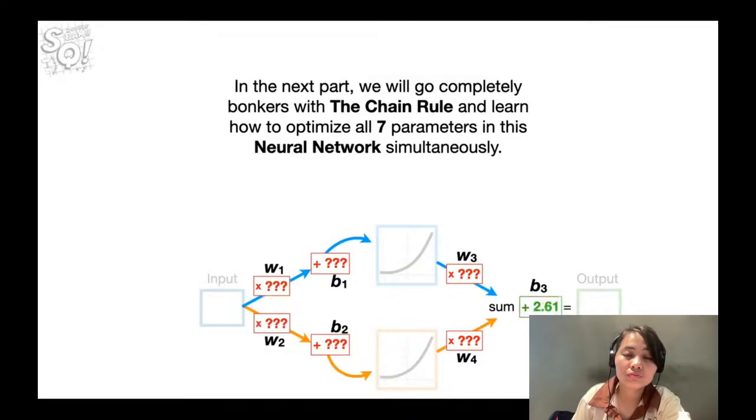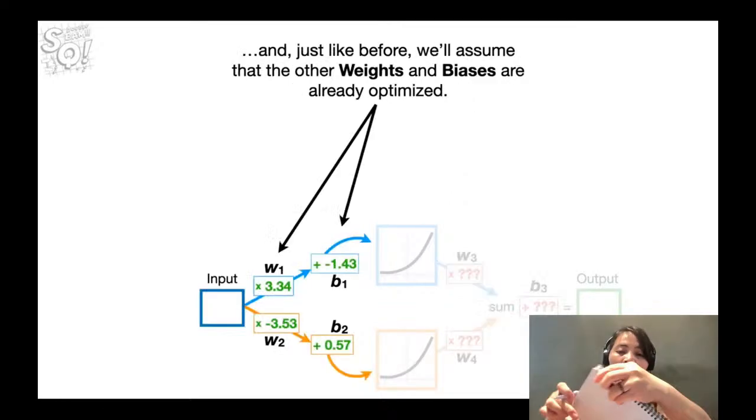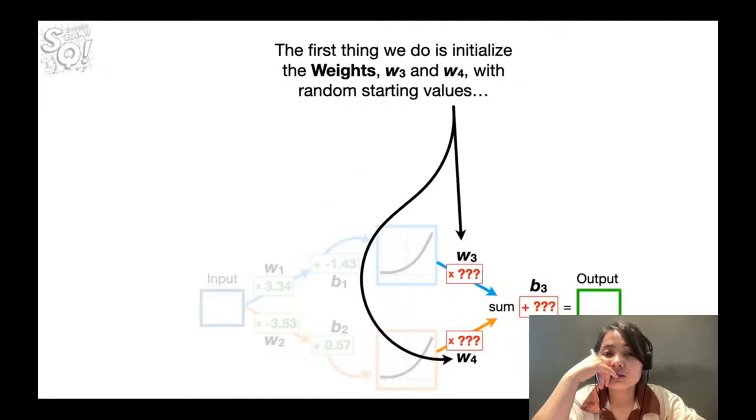In the next part, we'll go completely bonkers with the chain rule and learn how to optimize all 7 parameters in this neural network simultaneously. Bam! So let's go back to not knowing the optimal values for w sub 3, w sub 4, and b sub 3, and, just like before, we'll assume that the other weights and biases are already optimized. The first thing we do is initialize the weights, w sub 3 and w sub 4, with random starting values.